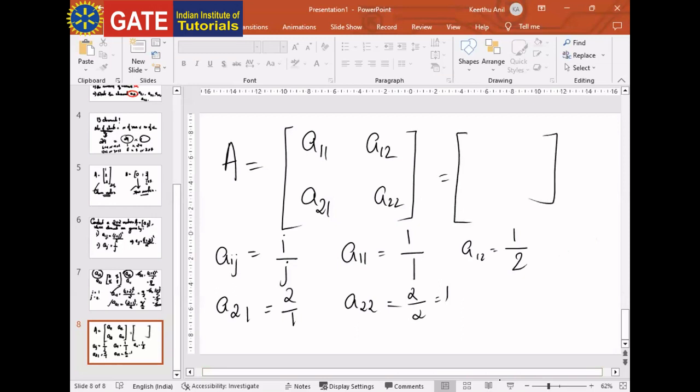What is A11? A11 means it is 1 by 1, that is equal to 1. Okay, so A11 I can write as 1. Now what is A12? It is 1 by 2. So A12 can be written as 1 by 2. Now what about A21? A21 is 2 by 1, that is equal to 2, right? So you can put the 2 here. Now what is A22? 2 by 2, that is equal to 1. Okay, clear with it?